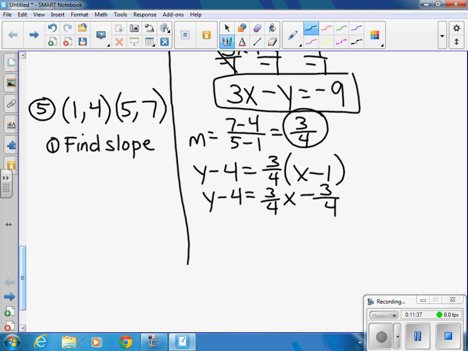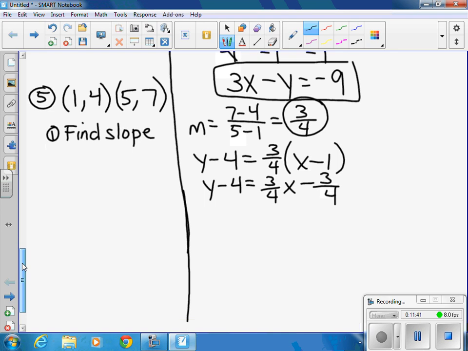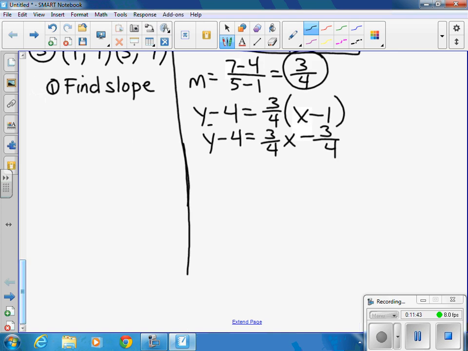So at this point, I'm not going to move the 4 over, because I know I can't have fractions in my final answer, so I'm going to get rid of them now. And the way I get rid of them is by multiplying the entire equation by that same denominator of 4. Okay? But make sure every single piece of this problem gets multiplied by 4, or it's not going to work.